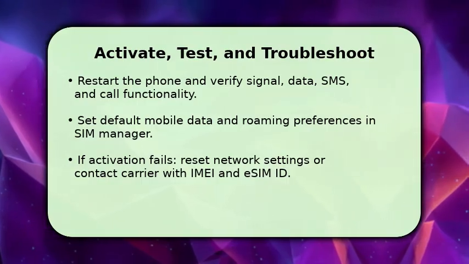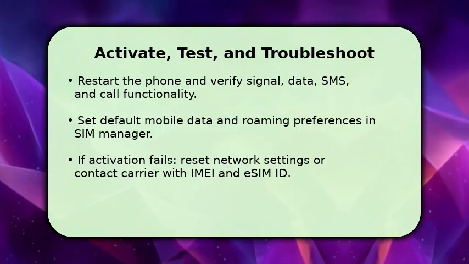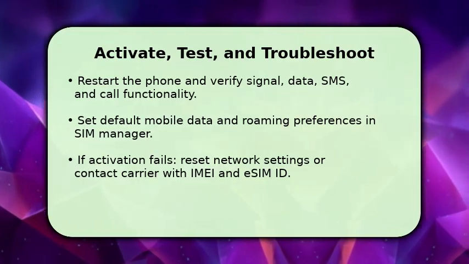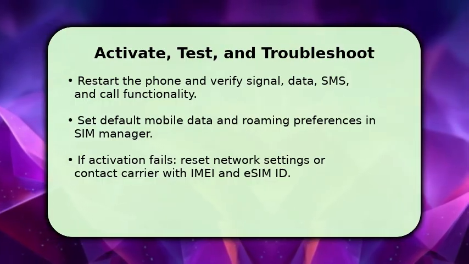If something goes wrong, first reset network settings and retry the QR. If that fails, contact the carrier with your phone's IMEI and the eSIM EID so they can troubleshoot provisioning or reissue the activation code.